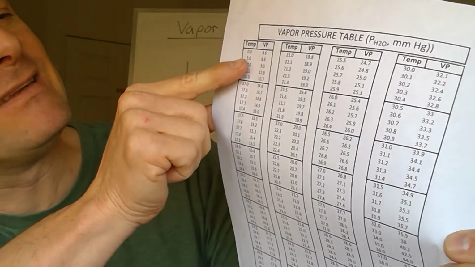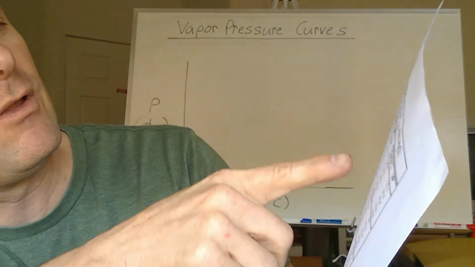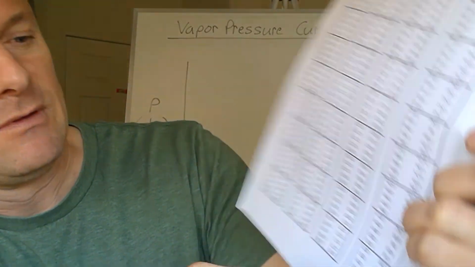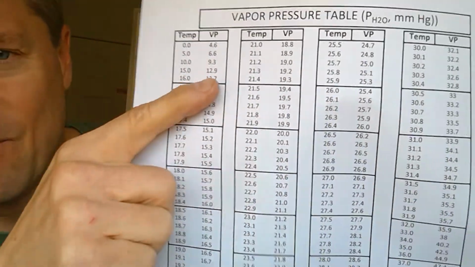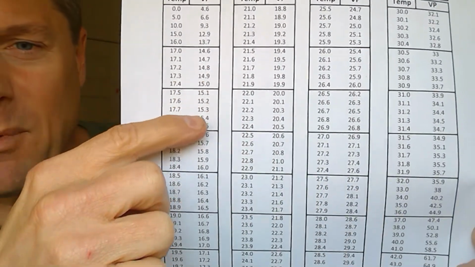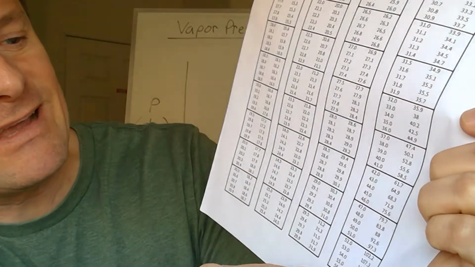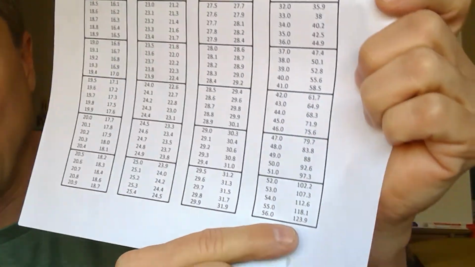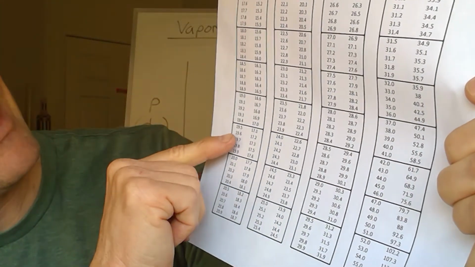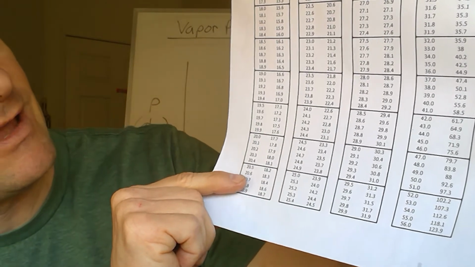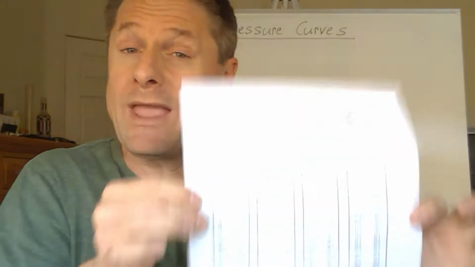But you can see the data, right? This ranges from 0 degrees Celsius all the way up to 56. That's as high as this particular table went, but obviously as you get to higher temperatures, the vapor pressure increases. So at 56.0 degrees Celsius, you're at 123.9 millimeters mercury or torr. And if you're down at roughly room temperature, let's say 20.6, that's a cold day, you're at about 18.3.